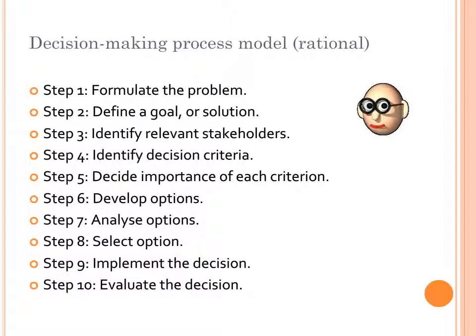You formulate the problem, that's step 1. You define a goal or a solution, and you identify who the relevant stakeholders are, and then you identify what your decision criteria are and decide on the importance of those criteria. In the face of this, you start to develop different options. You analyze those options, and then you select an option. Finally, you implement the decision that you've made, and you evaluate that decision. This is a logical management kind of model.